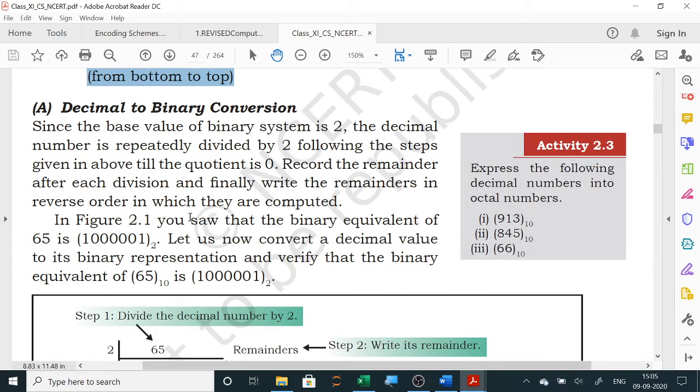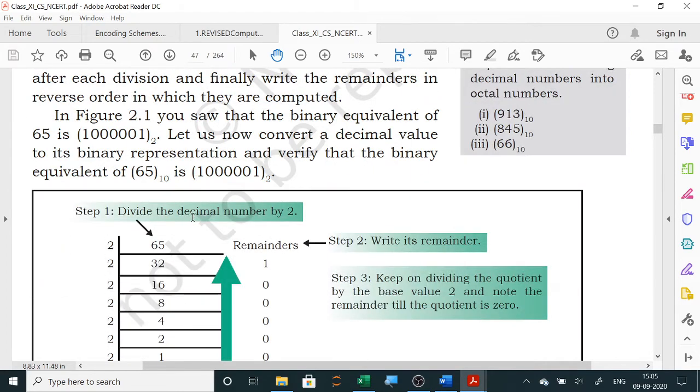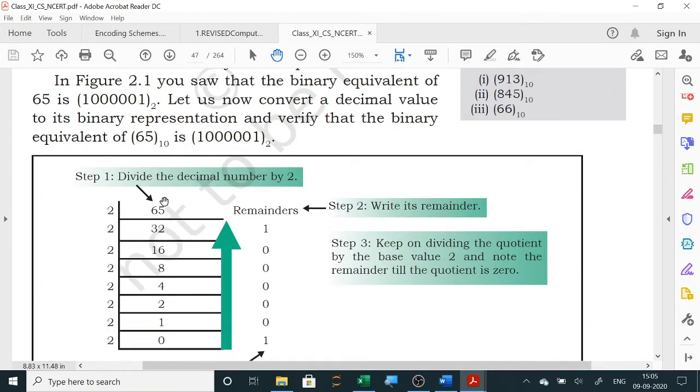First we will start with decimal to binary conversion. Suppose the question given is 65, so we will divide it by 2. 2 32s are 64, remainder is 1. We will keep on noting down the remainders here. 2 16s are 32, remainder 0. 2 8s are 16, remainder 0. 2 4s are 8, remainder 0. 2 2s are 4, remainder 0. 2 1s are 2, remainder 0. 2 0s are 0, remainder 1.